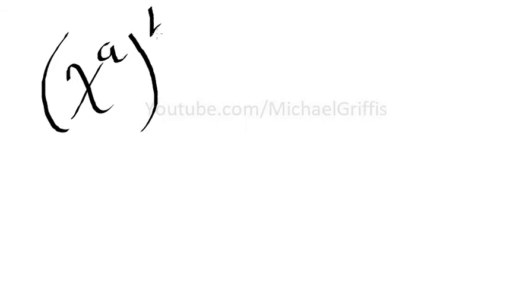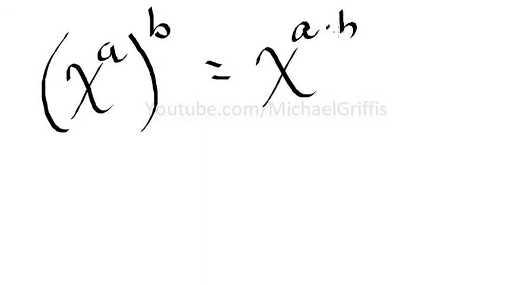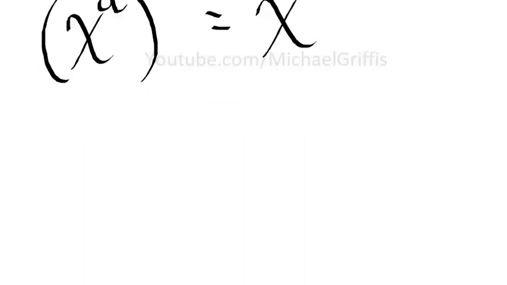Alright, now we're going to look at the power to a power law for exponents. And I'm going to go ahead and just write it generally. If we have x raised to the a power, and the whole thing, we're going to put this in parentheses, is raised to the b, then this can be rewritten as x to the a times b. Okay, x to the a times b. We'll work some examples.